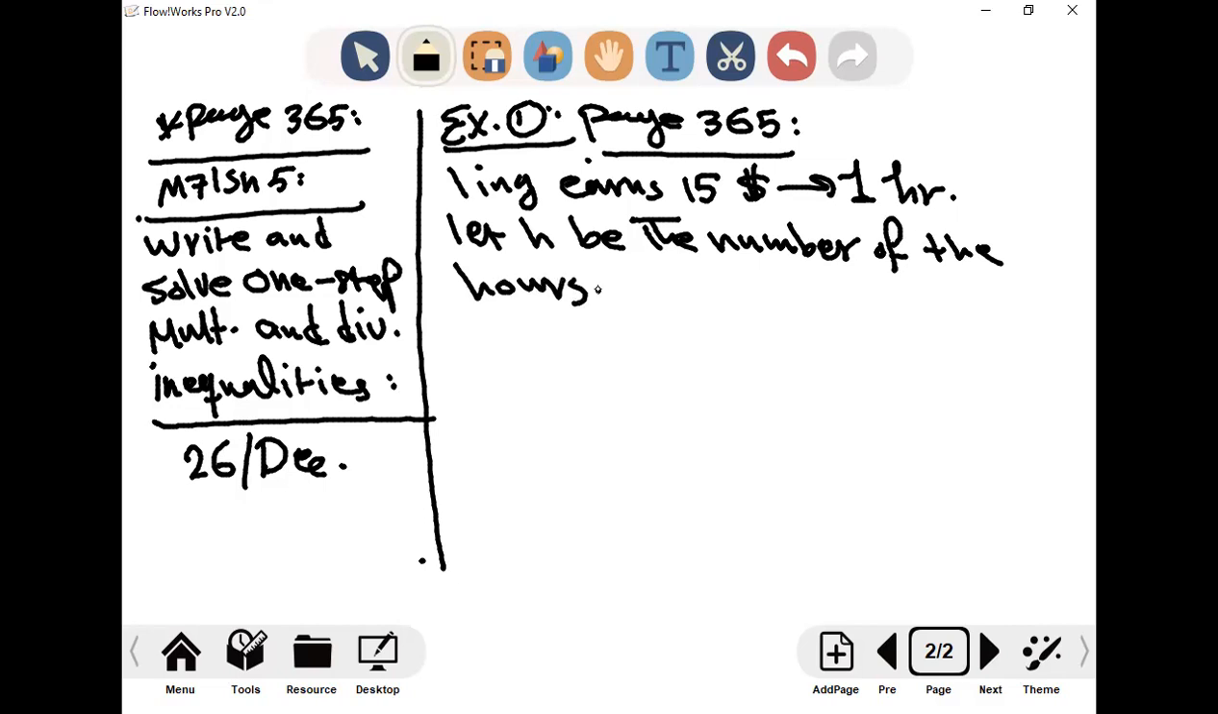Ling earns $15 per 1 hour. Does that mean that we have only 1 hour? No. This is how much salary she takes. The owner of the zoo tells her that if you're working with me, on each 1 hour I will give you $15. Maybe she will work 3 hours per day, 5 hours per day, 6 hours per day. We don't know. That's why the question asked me to determine the number of the hours. That's why I said let H be the number of the hours, because it is unknown. Continue.